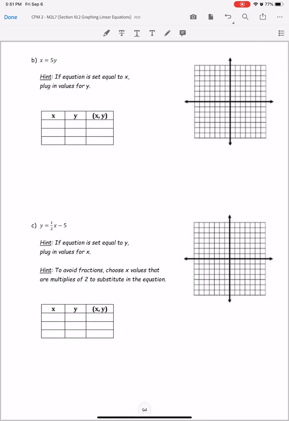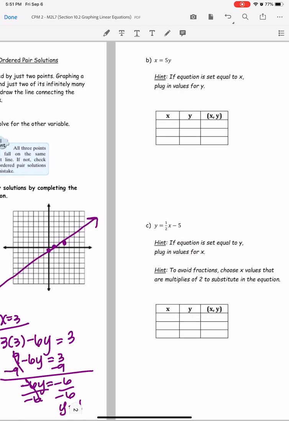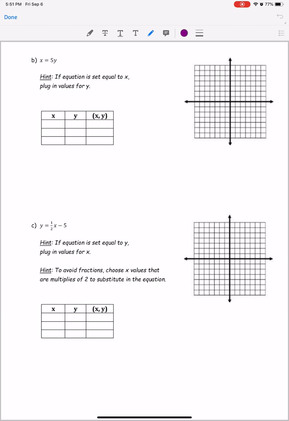Let's try another one. So when it is in standard form, our hint says to plug in 0 for x and y and then just pick a third one. Now this hint right here says this is not in standard form, right? You don't have your x and y on the same side. So if the equation is set equal to x, plug in numbers for y. So I am plugging in numbers for here. Now, pick any number you want. If we choose to go with, let's go with maybe negative 1, 0, and 1. I'm going to pick easy numbers if I'm picking them. Pick small numbers. Don't pick crazy things.